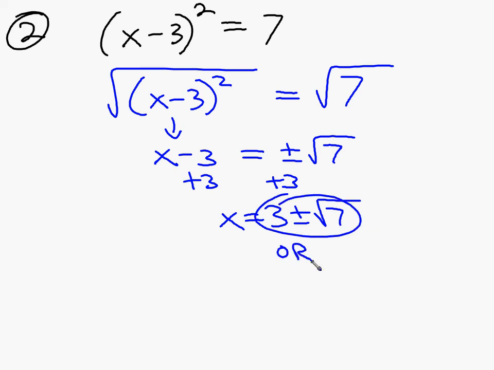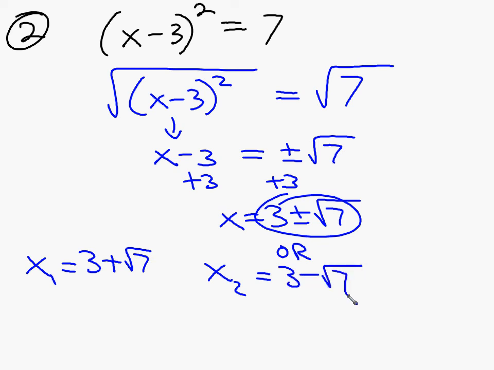Or I could actually find, you need to understand that there's 2 answers. If I wanted to find those 2 answers, I would have 3 plus the square root of 7 and 3 minus the square root of 7. And then you would get out your calculator and you'd find out what that is. Let's do that just because I want you to see that there are actually 2 answers. The square root of 7, what is that? About 2.65.